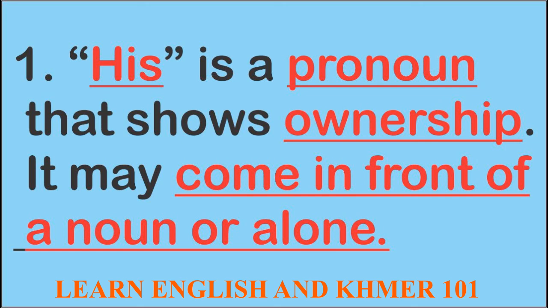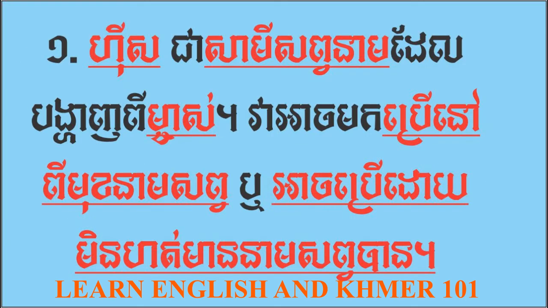I read it again. Number 1. His is a pronoun that show ownership. It may come in front of a noun or alone. Okay, this is rule number 1. His, a pronoun that show ownership. It always come in front of a noun. Okay, friends? Let's go to the next page for translation.